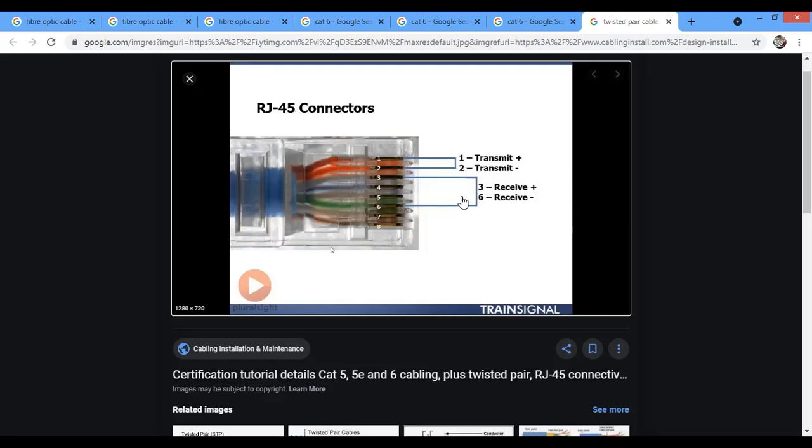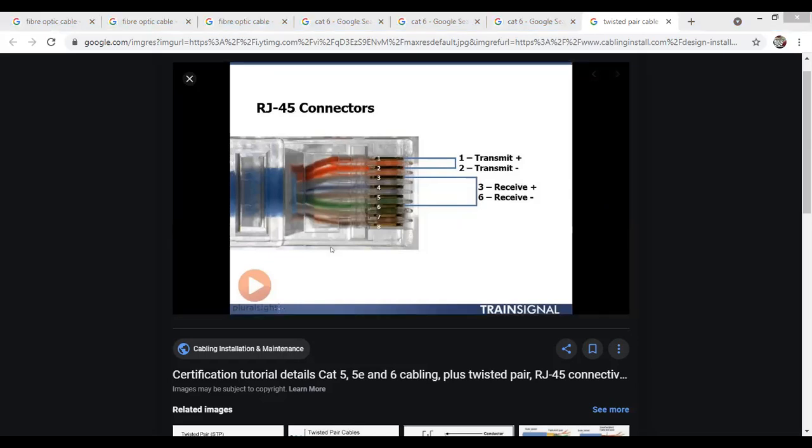Now we have blue, we have blue, we have which other color? Brown. That's a very nice question. Blue and brown. Please remind me.